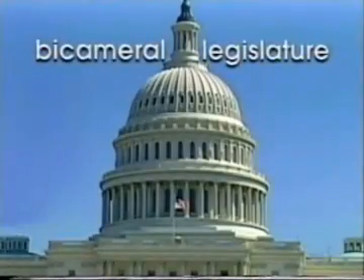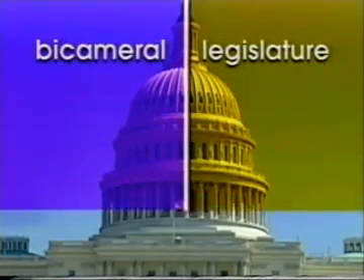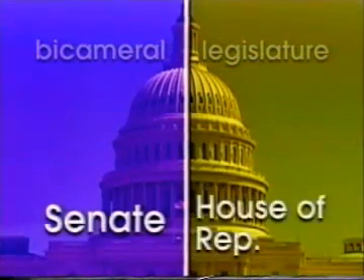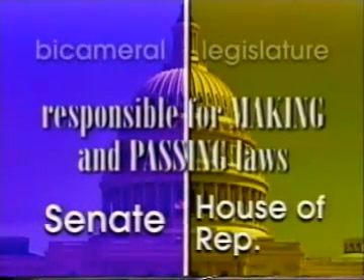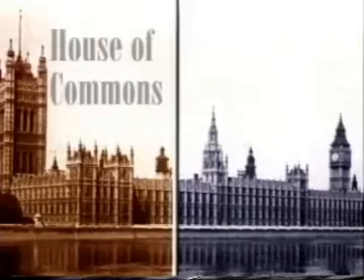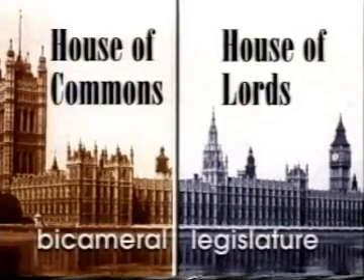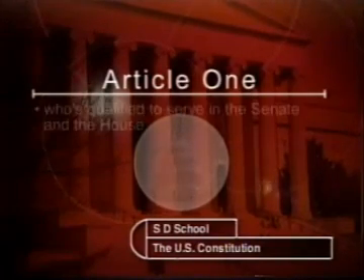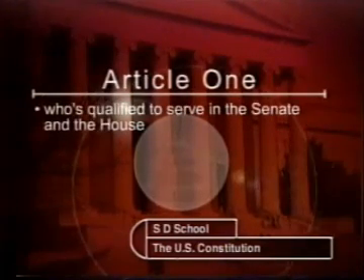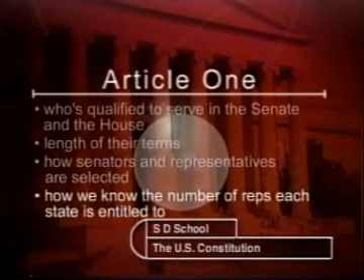Congress is what's called a bicameral legislature. A bicameral legislature is divided into 2 parts. In this case, the Senate and the House of Representatives. The legislature is responsible for making and passing laws. England's Parliament, with its House of Commons and House of Lords, is another example of a bicameral legislature. Article 1 gives us the nuts and bolts of the Congress, like who's qualified to serve in the Senate and the House, the length of their terms, how senators and representatives are selected, and how we know the number of reps each state is entitled to.